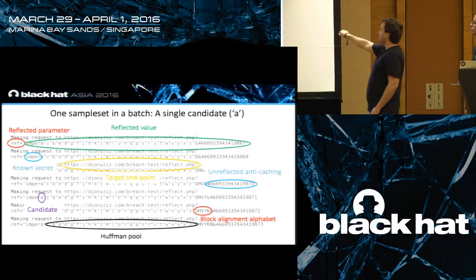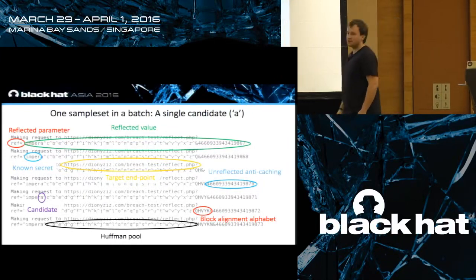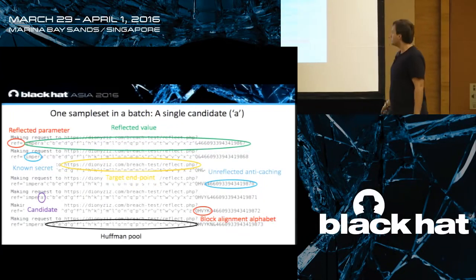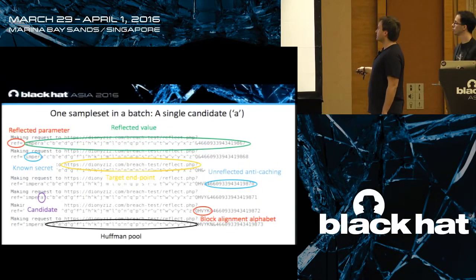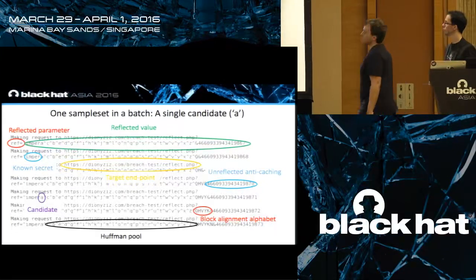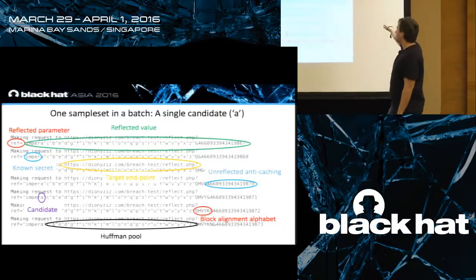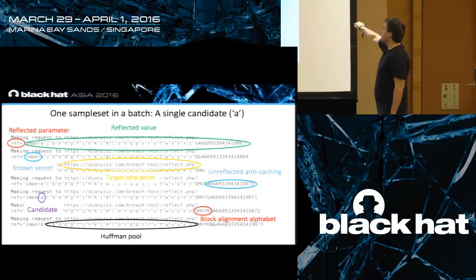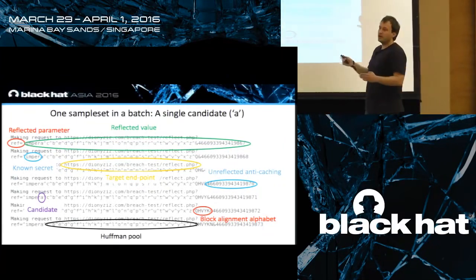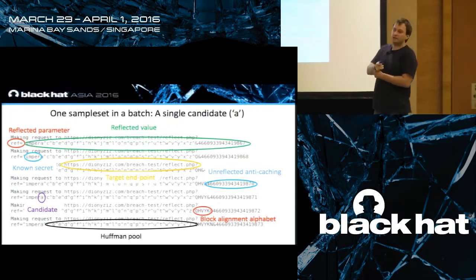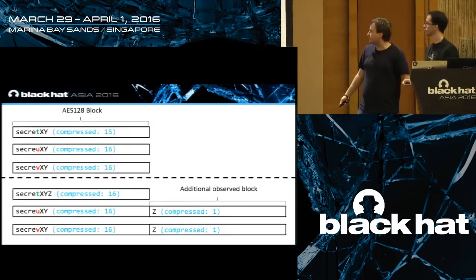And then we fill it up with a Huffman pool, which is exactly the same technique as in the original BREACH. But the new thing that we're doing here is that we're adding some extra padding, which is just 5 random characters. And we call this the block alignment alphabet. And so you can see in the first request, we have 0 block alignment. And here we have 1, then 2, up to 15. And so at some point, it will reach the block boundary and it will create a new block. So you can see this here.